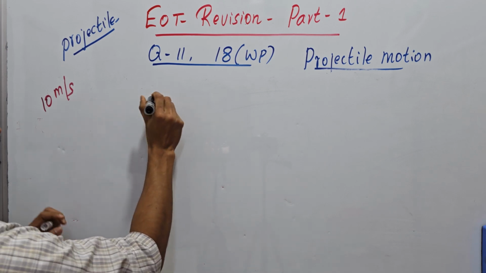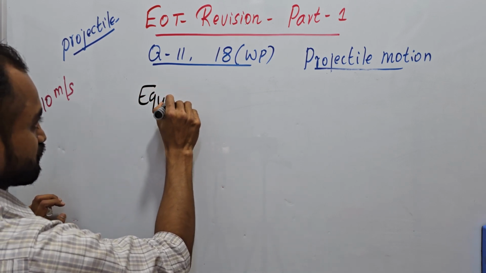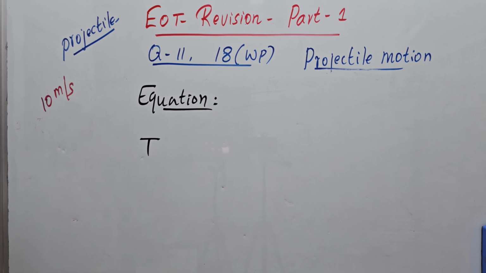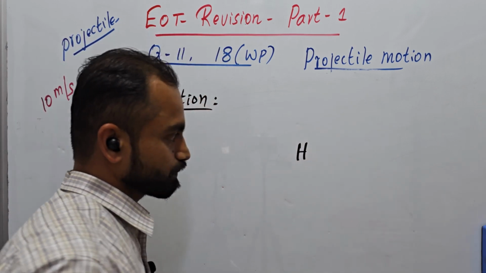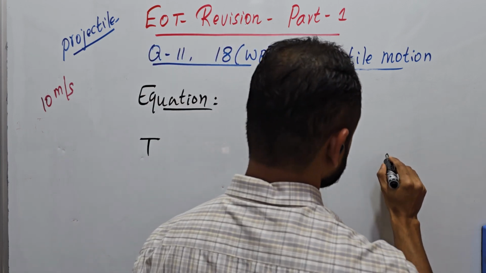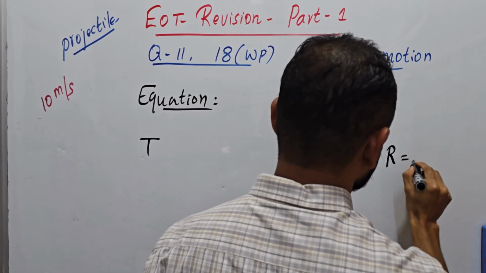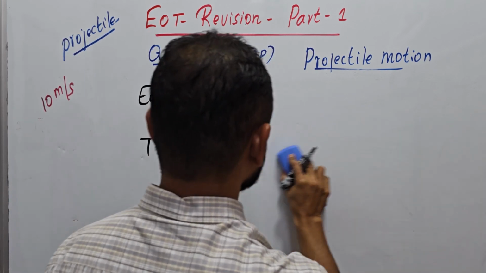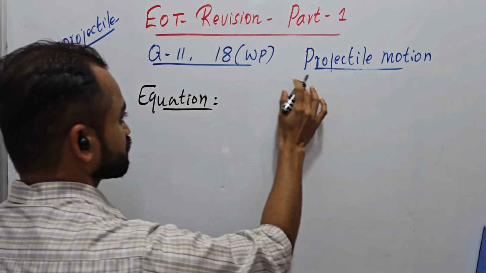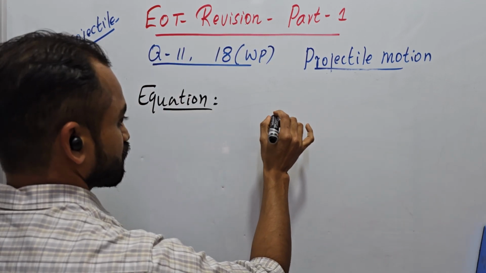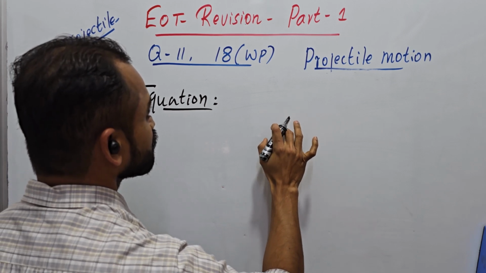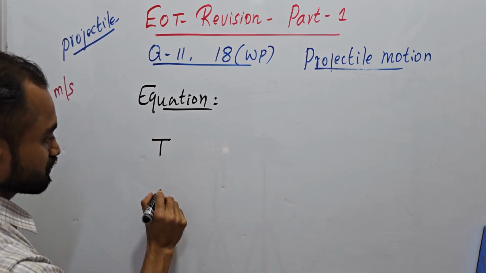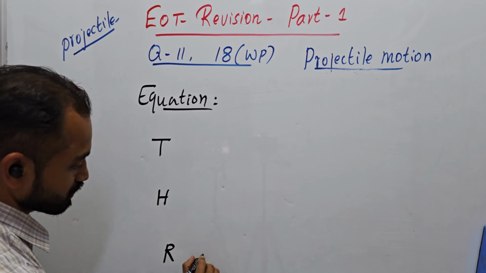Okay. Then equations, shortcut, like direct equations. So T I wrote for time of flight, H I wrote for the maximum height, and R I wrote for range. Okay, wait, I will reach there. Just 1 minute. So time of flight, maximum height, and the horizontal distance, it is called range.